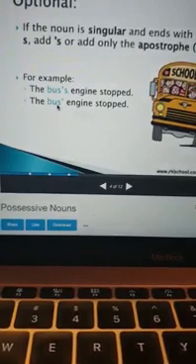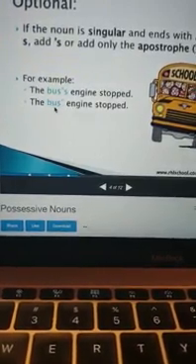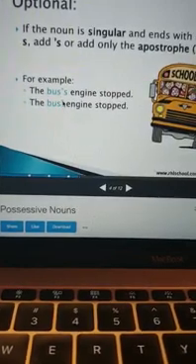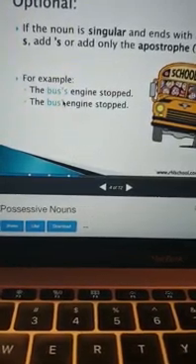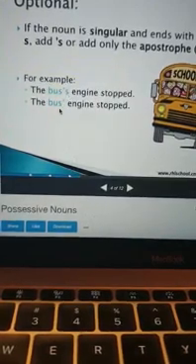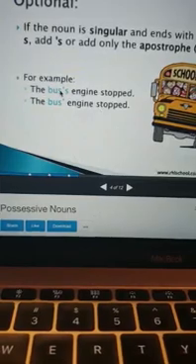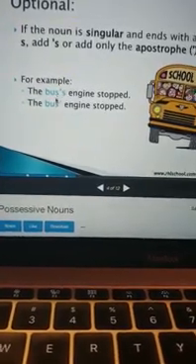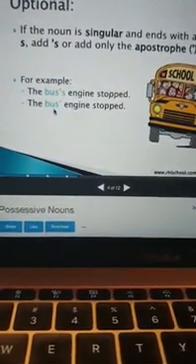So when the noun ends with S, like the bus here, it ends with S, we use only the apostrophe after that, so that means the apostrophe is more important than adding S. So this one is more acceptable. This is also correct. Remember, this is also correct, but this one is more appropriate and acceptable.